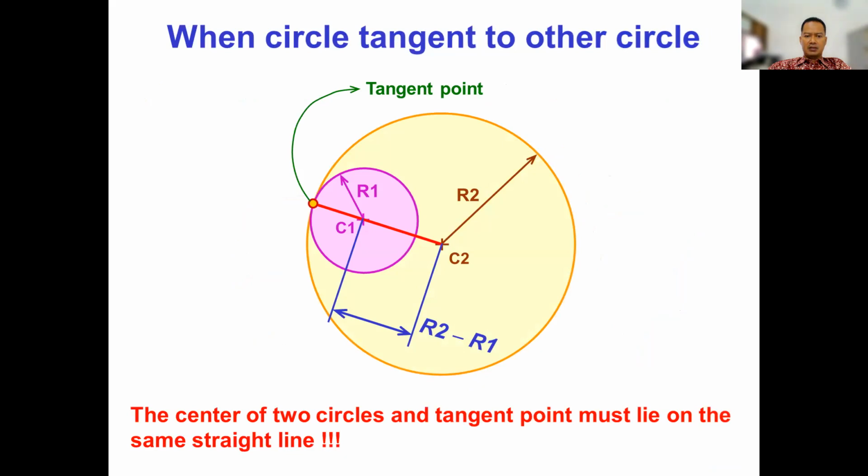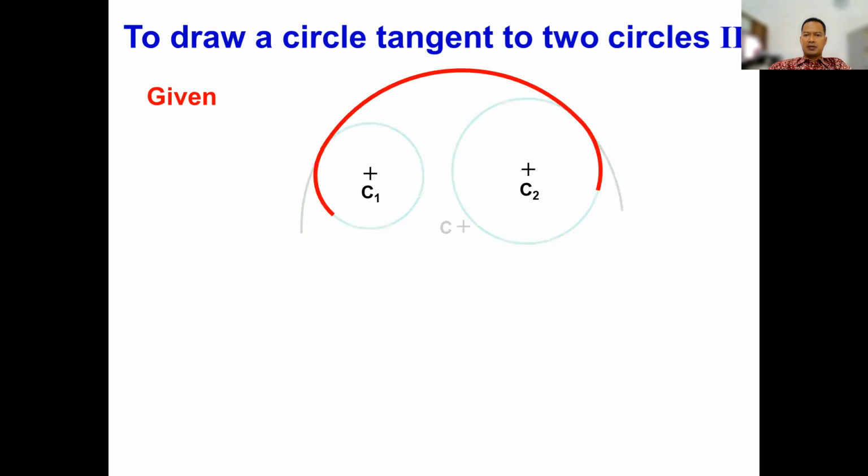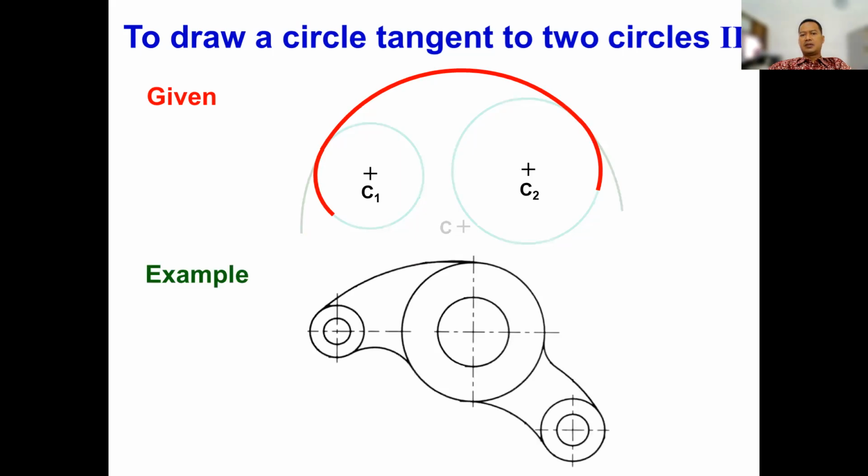R2 minus R1. The center of two circles and tangent point must lie on the same straight line. For example, to draw a circle tangent to two circles, given C1 and C2, and another circle, we have a circle like this. So for the example in the drawing is like this. We draw another circle tangent to C1 and C2 circle.